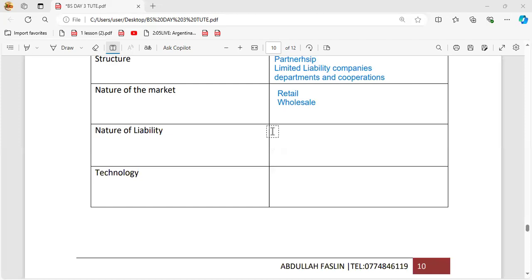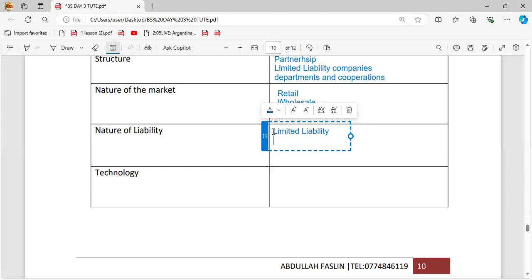Nature of the liability. Just understand that I'll be teaching what is unlimited liability and what is limited. Limited liability means if your business is bankrupt, if you are in debt to others, you don't have to pay the money. You don't have a method to pay the money. You are in debt. That means, what are the steps that you are going to take?